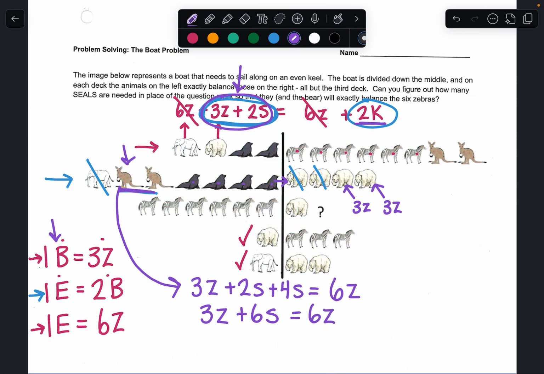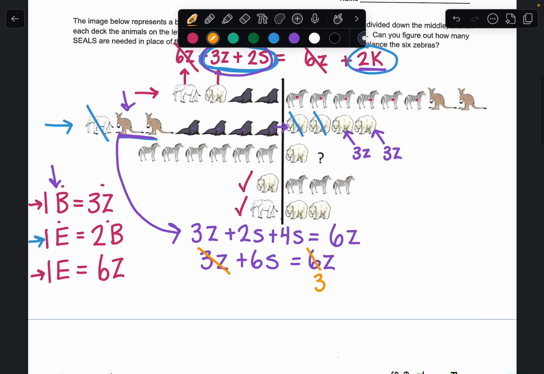Then we notice that there's 3 zebras on this side, and we can take 3 zebras off of this side as well. If we take that away, there's only 3 zebras left, and that'll help us do a 1-to-1 conversion here. So on this side, it's 6 seals, and on this side, it's 3 zebras. Let's see if we can make that into an answer here.